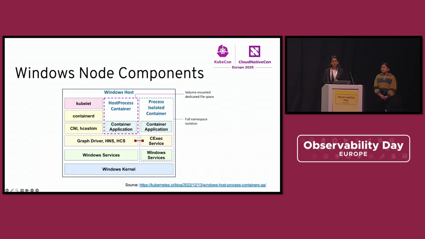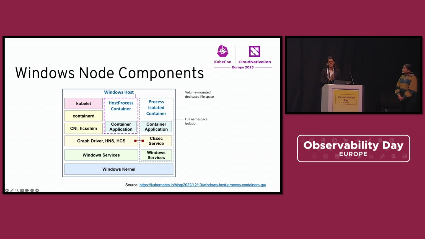Now, to understand how does one debug a Windows node, we need to understand the components that sit on a Windows node. Windows node in Kubernetes is responsible for running Windows workloads, and it houses several components that enable container orchestration. A few things to note over here. You've got Windows services which sit on the Windows host kernel. These services interact with services like Graph Driver, HNS, HCS.